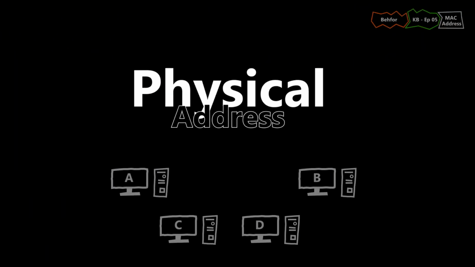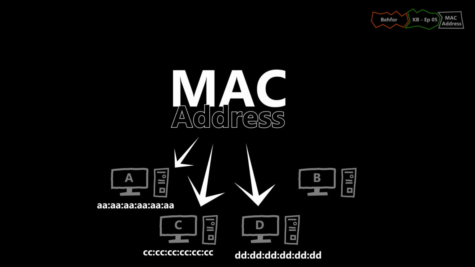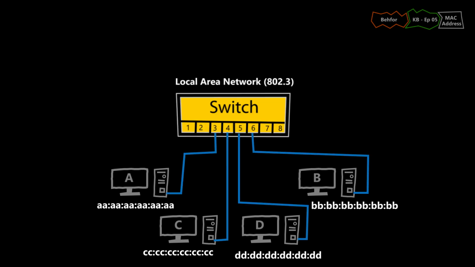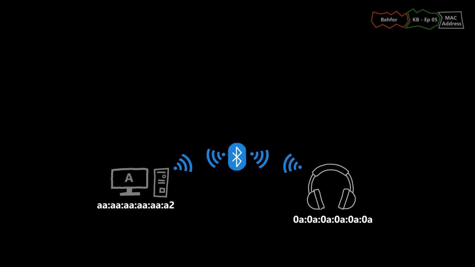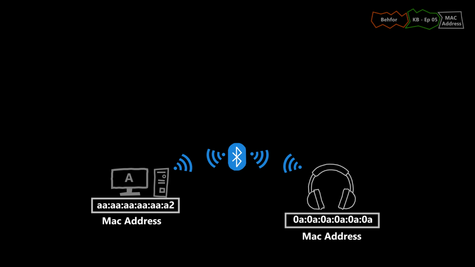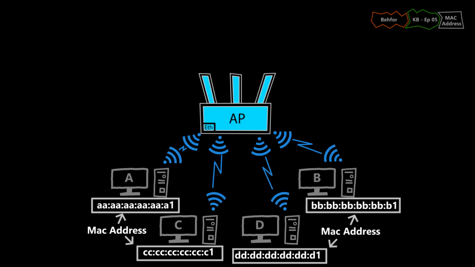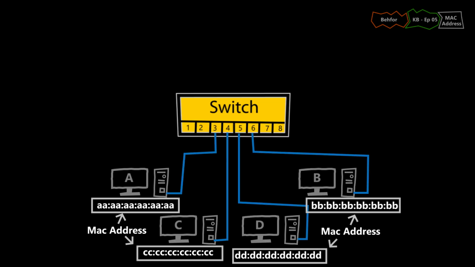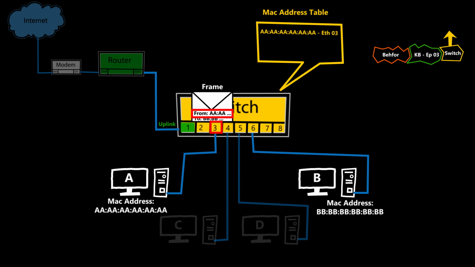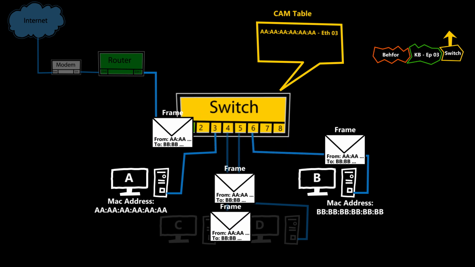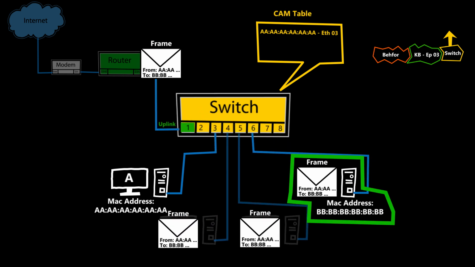A MAC address is a unique address that is assigned to a network device. So for example, the devices that are in the same Ethernet network, wireless network, or even a Bluetooth network, they use their MAC addresses as their identifiers, and with the help of it, they can communicate with each other. And you might remember that in the 3rd episode of the KB, we talked about how a switch would use MAC addresses to forward the traffic between different devices.